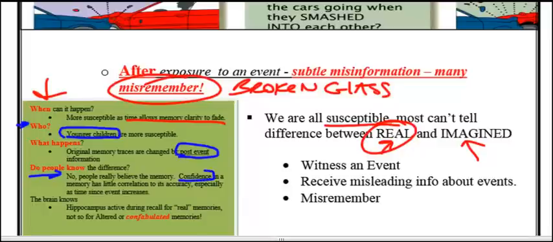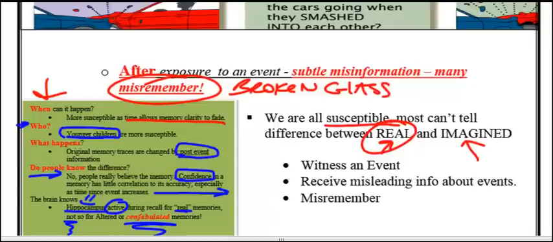Eyewitnesses may say they're absolutely certain that they saw what they saw, but research shows that confidence in the memory has little correlation to its accuracy, especially as time goes by, from a day to a week to a month to a year. There is some evidence that suggests the brain actually knows what's going on. In brain scans, the hippocampus, which we've spoken about quite a bit in this unit, is active during recall for real memories, but it is not active for fake or confabulated memories.